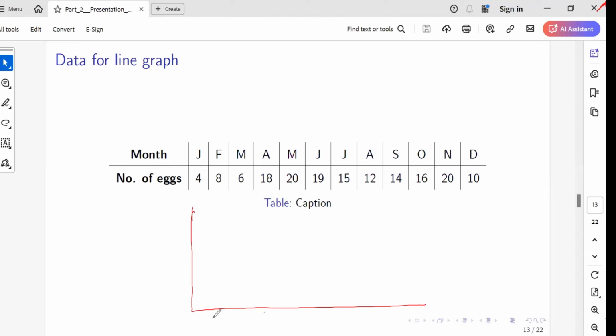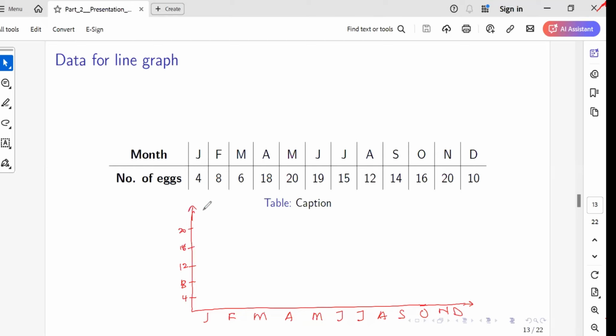All right, so 12 months, I'll start from January, February, March, April, May, June, July, August, September, October, November, December. Okay, let's look at the y labeling. Now, the highest number here is 20. So if that's the case, I don't have enough space, so I'm going to label from 4. I'll use the scaling of 4: 4, 8, 12, 16, and then 20.